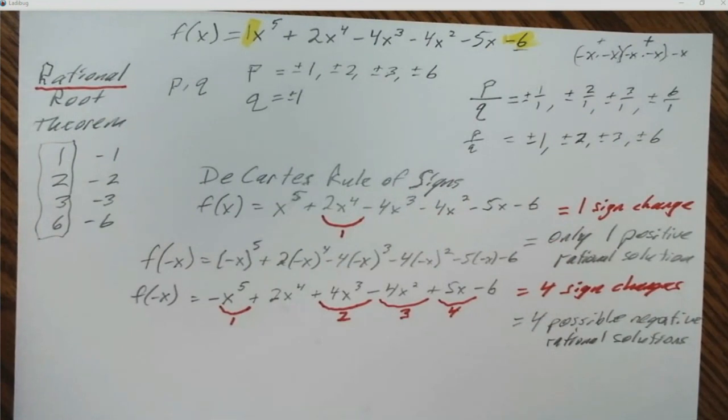Mr. Brock, you keep saying could be. You said there was one positive one, but you keep saying there could be 4 negative ones. Yes, I'm saying that for a reason. Because we don't know at this point if there's any imaginary solutions. We don't know if any of these are imaginary solutions.